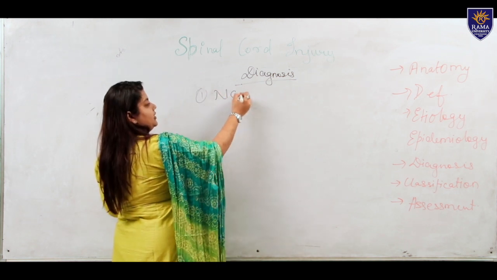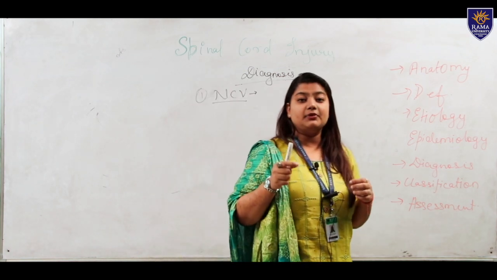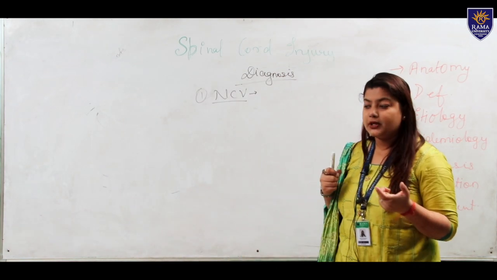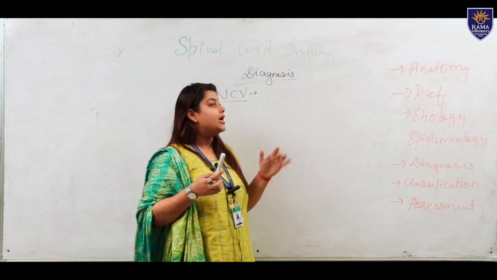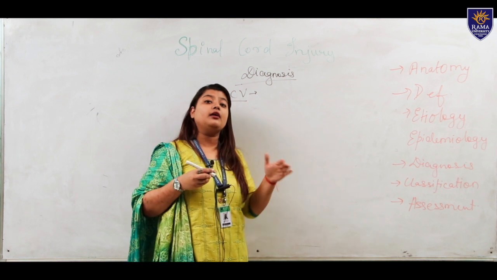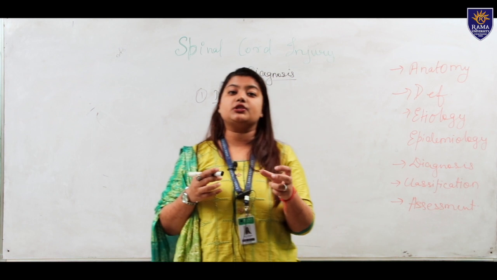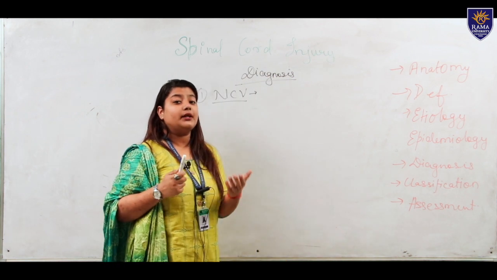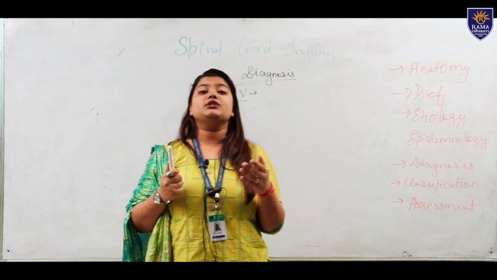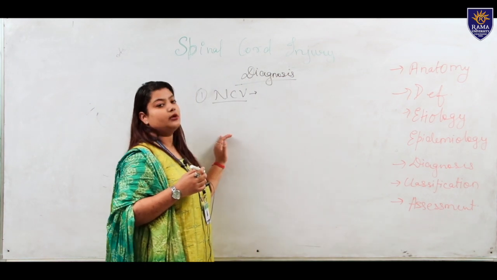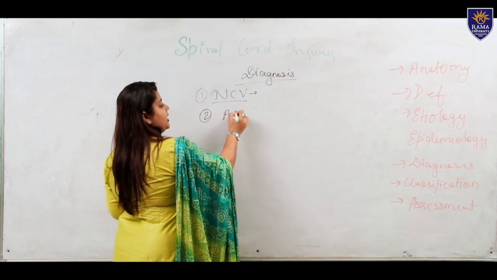The first is NCV, the nerve conduction velocity test. In this test, a stimulus is given to patients through electrical signals, and the electrical signals occurring within the nervous tissue tell us whether the nervous tissue is intact or not, or whether there is any form of injury, damage, trauma, or discontinuation within the nervous tissue. The second form of diagnosis is the ASIA scale.